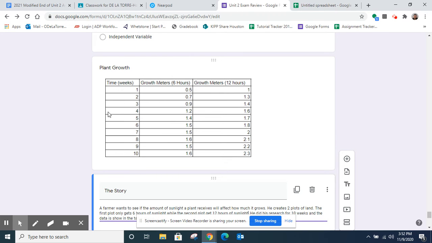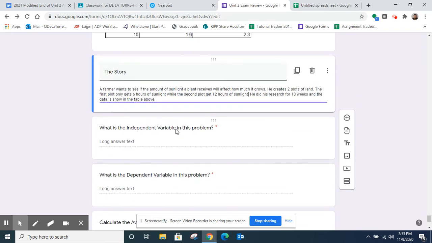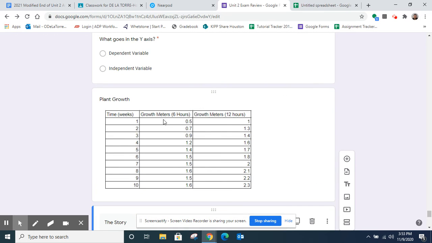Time is an independent variable. It's consistent. It's not affected by anybody else. It's my dependent variable. I'm going to put my dependent variable as my growth by meters. And the reason I'm doing that is because the growth that I have literally depends on the time.